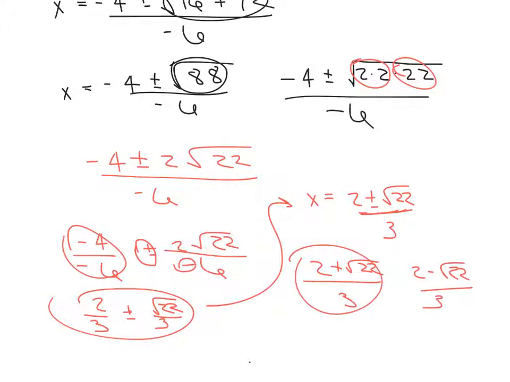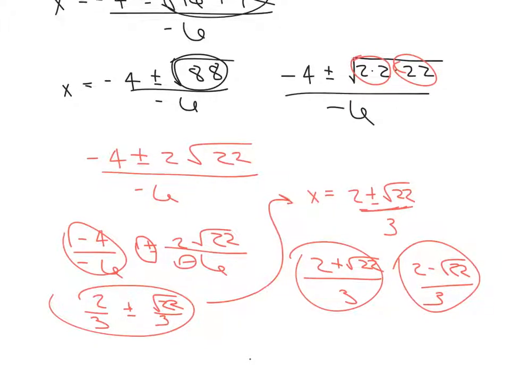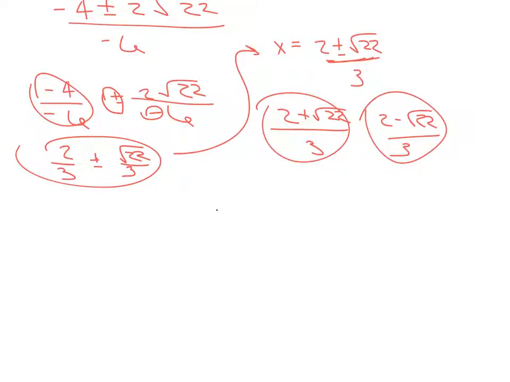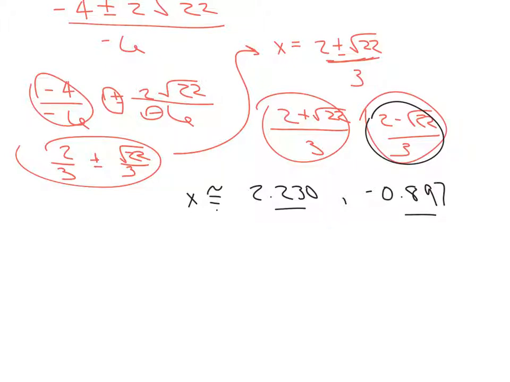If you wanted to graph these 2 points, you're going to have to make your square root of 22 into decimals, and then add 2 and then divide by 3. So you get 2.230, and over here you're going to get negative 0.897. So x is an approximate. Decimals are usually an approximate, because they go on and on and on. They're non-repeating, they don't stop. So they're just kind of an estimate there, usually, especially with radicals.